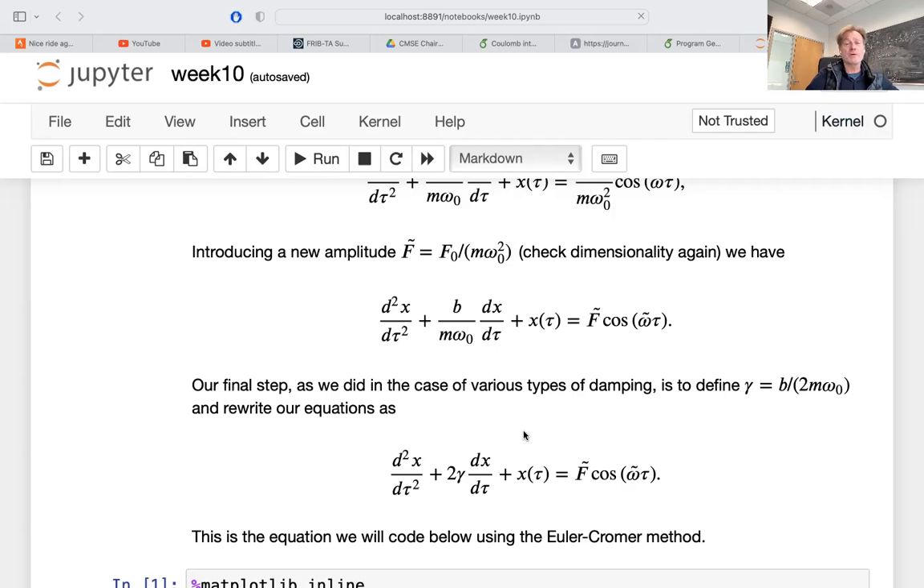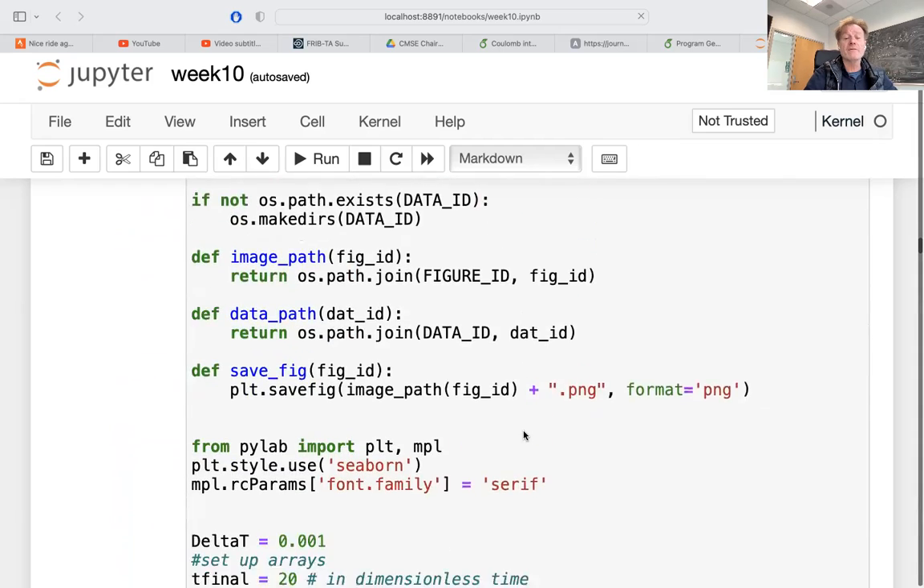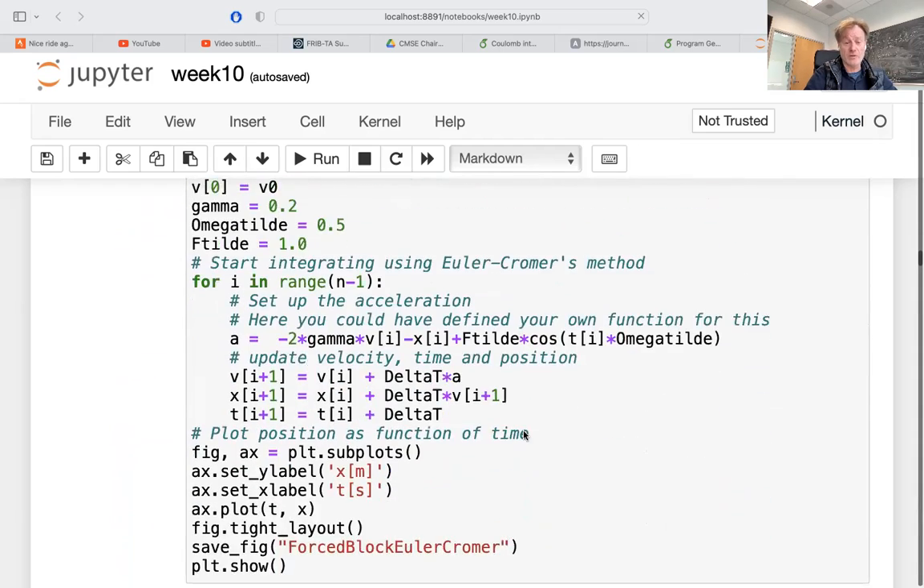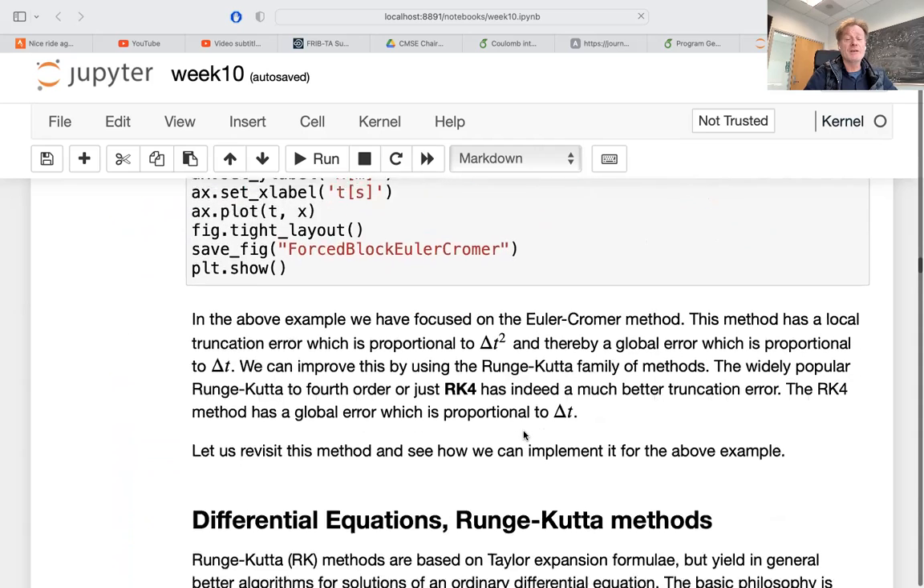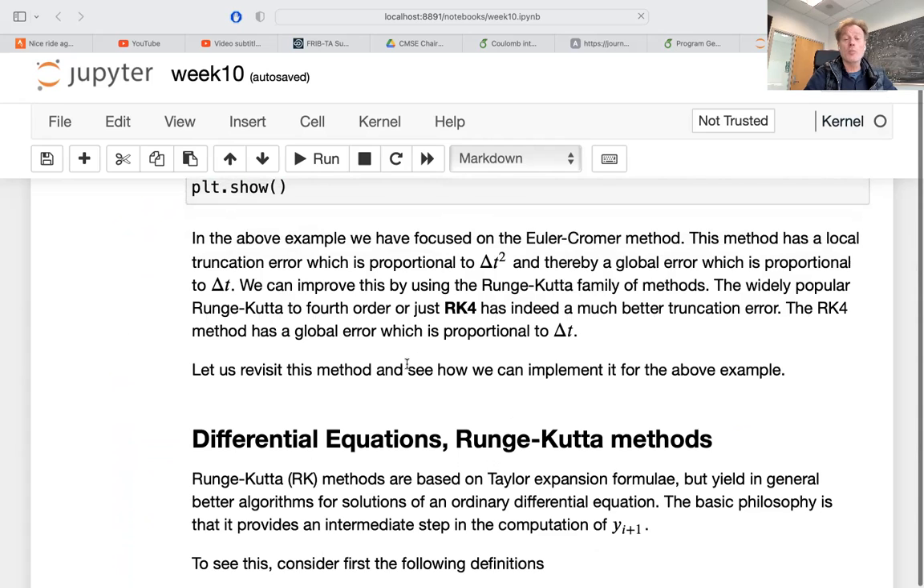So what we are going to do now is to look at the way we are going to derive this family of Runge-Kutta methods. And the family of Runge-Kutta methods, as I said here, have a global error in terms of the time step delta t, which is much better than the standard velocity Verlet method. So let's take a closer look at the mathematics behind these methods and how we can implement them.